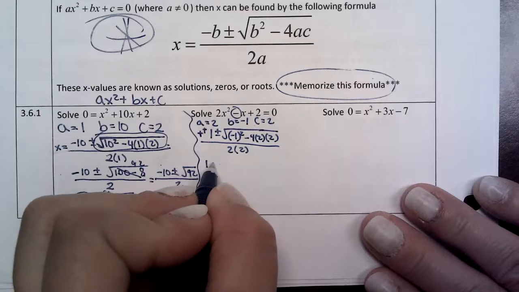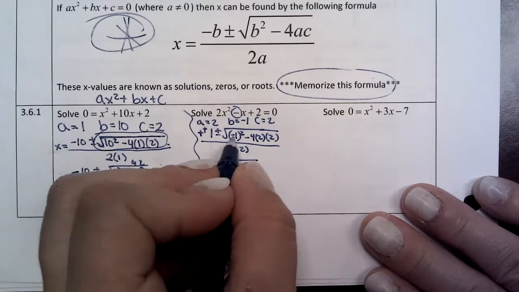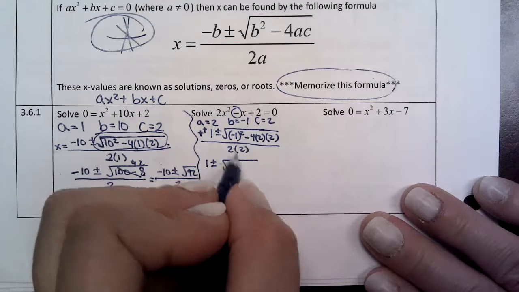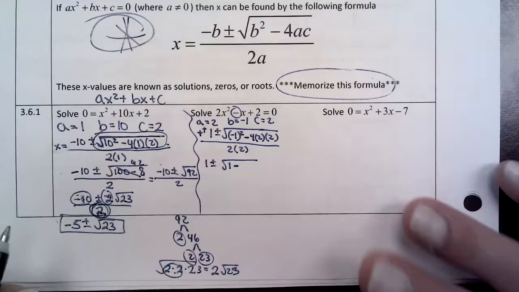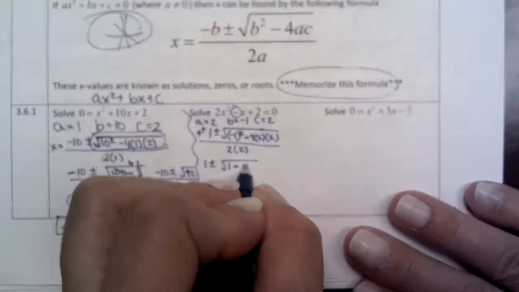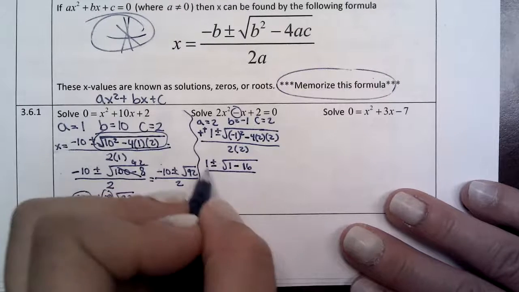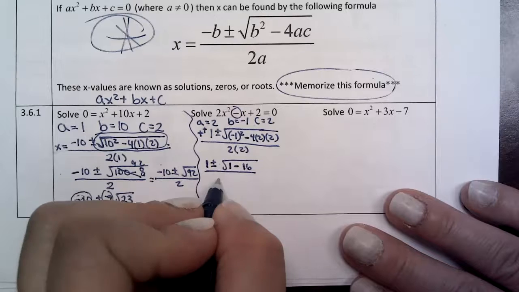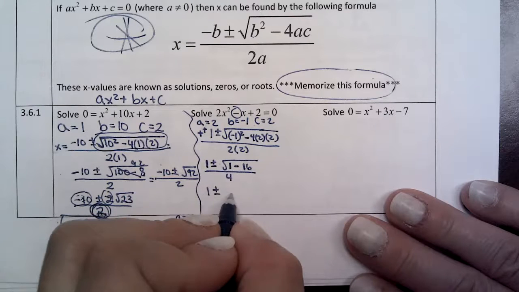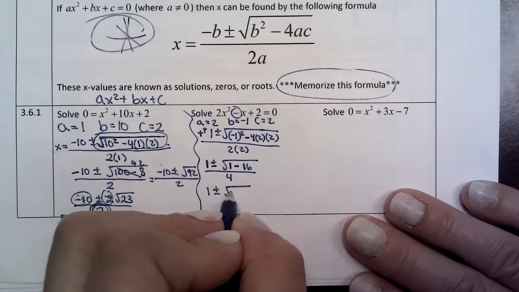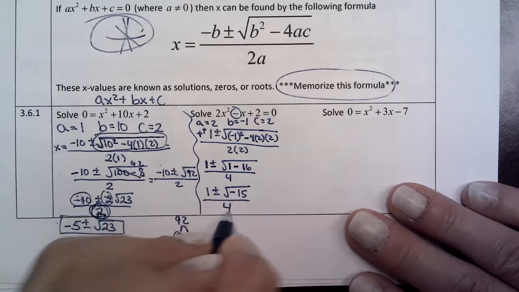So that's going to leave me with 1 plus or minus, and I'm going to simplify in here. Negative 1 squared is 1, minus 4 times 2 is 8, times 2 is 16. So I'm going to have, let's see, all over 4. So that's going to be 1 plus or minus the square root of negative 15 over 4.